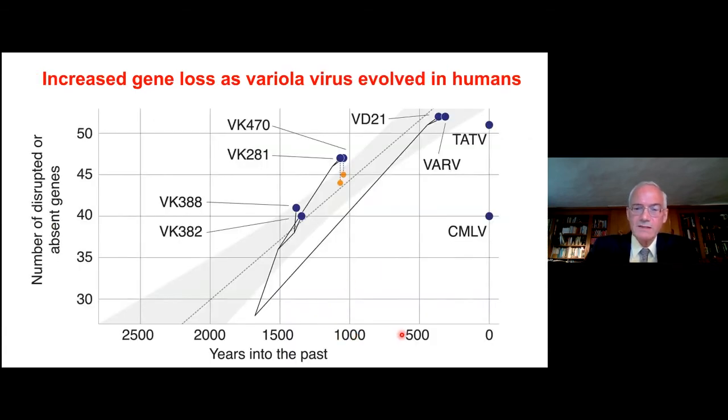So years into the past along the bottom, and the number of disrupted or absent genes. And you can see that with time, there are fewer broken genes. So it looks like as variola virus was adapting to man, it lost genes, and that might be why it has become a human-specific pathogen.